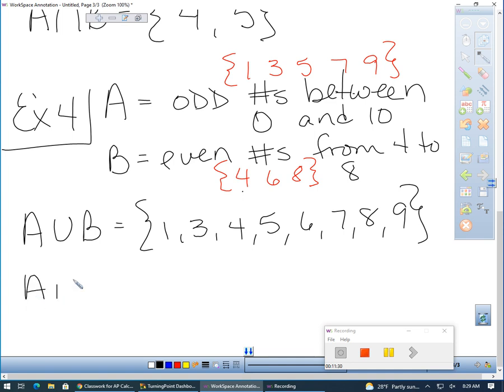How about A intersect B? Where do they overlap? They don't. So what do you think we should put? Yes, 0 with a line through it. You can either leave it blank, that's an empty set, or we can put the circle with a line through it.